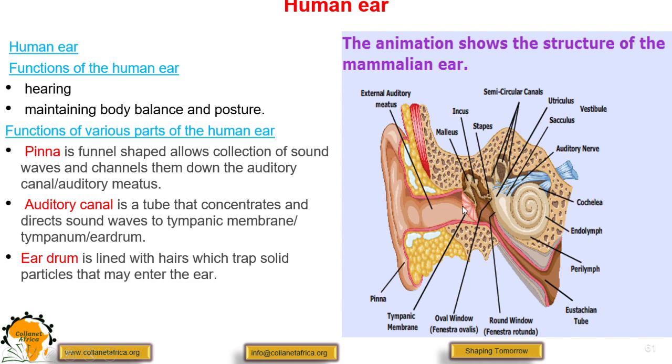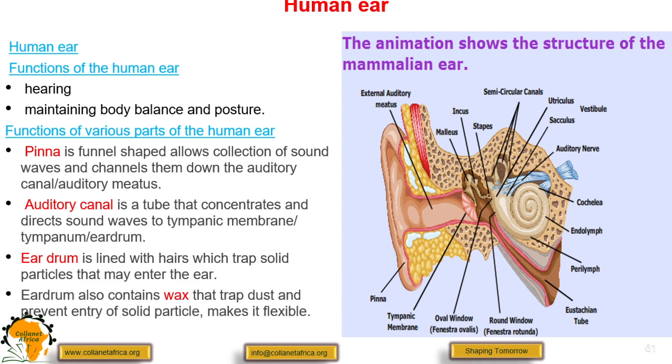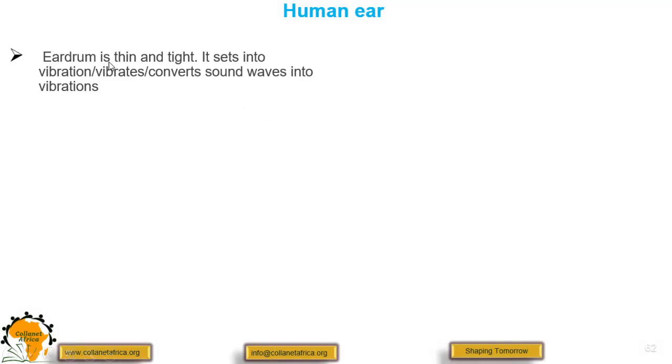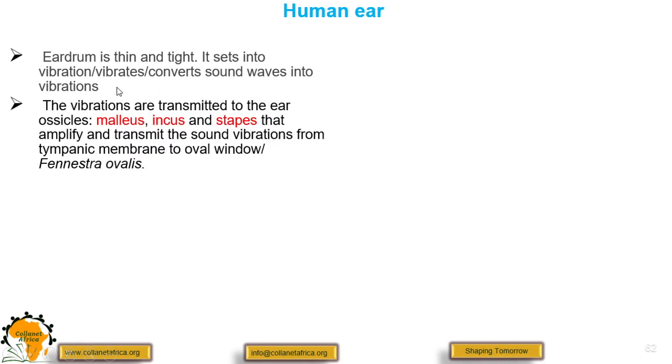This eardrum here is lined with hair that trap solid particles that may enter the ear. It also contains wax that traps dust and prevents entry of solid particles. That wax also makes the eardrum flexible in order to vibrate when sound waves hit. The eardrum is thin and tight.